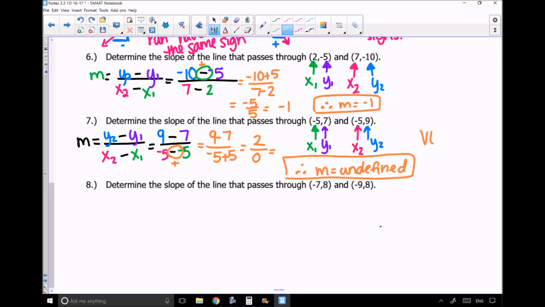Therefore, my line is going to be a vertical line because all vertical lines have undefined slopes. And if I were to draw a quick sketch of what this looks like, if I were to go to -5 on the x-axis and 7 on the y-axis and put a point there, and also put a point at -5 on the x-axis and 9 on the y-axis and connect my dots, I'll see, oh, definitely we'll get a vertical line. Okay?